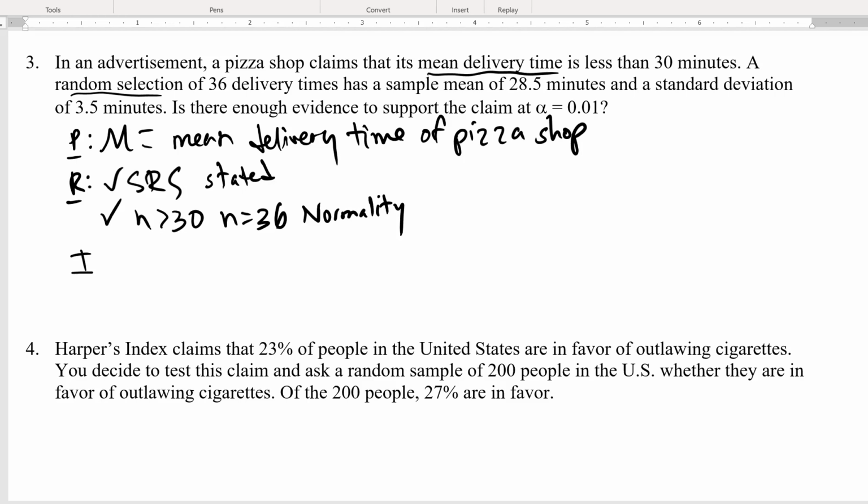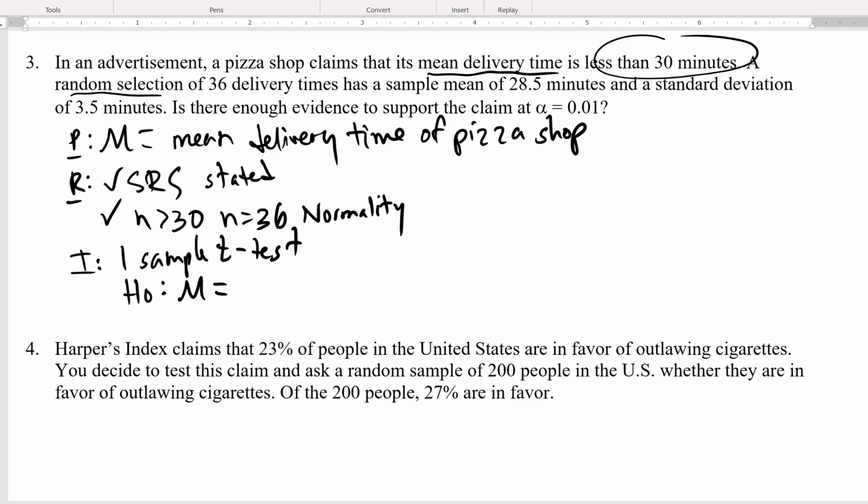How do I run the test? A one sample t-test. Our null hypothesis is that the mean is equal to the claim. What was the claim? Well, they claimed less than 30 minutes, so the claim is going to be compared to 30 minutes. And alternatively, we want to see if we got support that it is less than 30 minutes. Let's run this test.